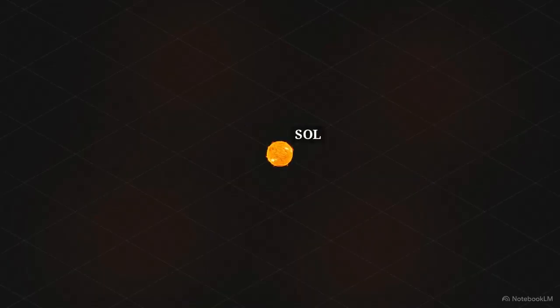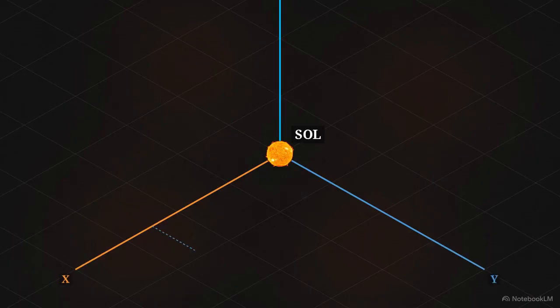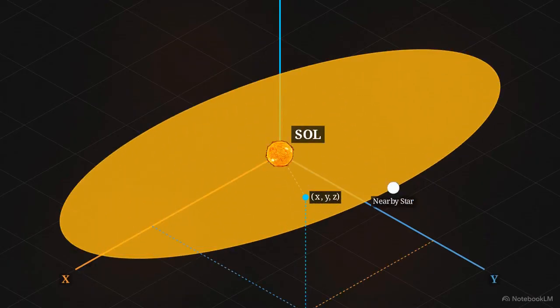To build this map, we use our own star, the Sun, as the absolute center point. Every coordinate, distance measurement, and orbital trajectory is calculated relative to this single anchor. Navigating this volume requires more than vague descriptions of proximity.